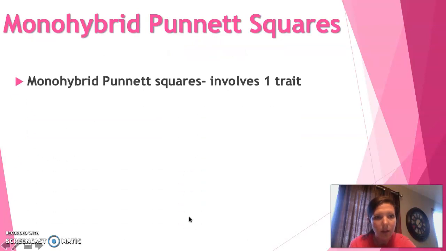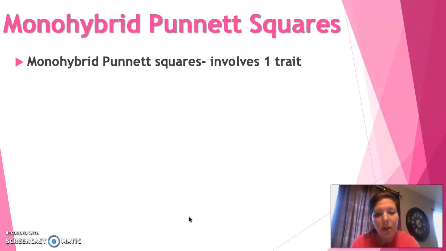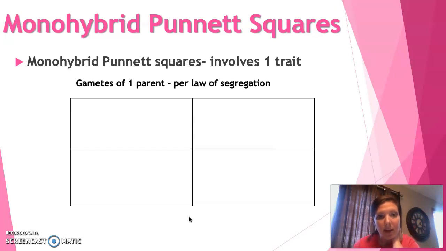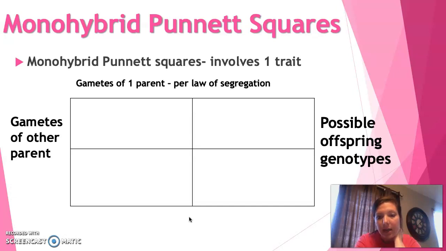All right. So a monohybrid Punnett square involves one trait. So we're only talking about one. And it's going to have boxes that look like this. You've probably seen this before in another science course, but we're going to do a little bit of review before talking about our Build the Baby Part 2. So the gametes of one parent is going to go at the top, and the gametes of the other is going to go on the side. And then these inside boxes are your possible offspring.